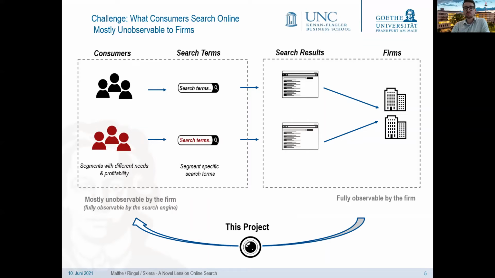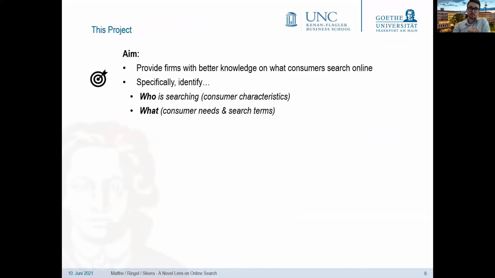And what we want to do in this project is make part of that information observable to firms. So specifically, we want to identify who is searching what in a market. And that includes the who, which means basically who these consumers are, so their characteristics such as age or gender, and what they search for. So that includes their needs and how they express these needs in search terms. And that is typically a market research question.